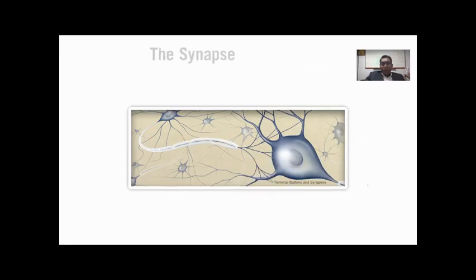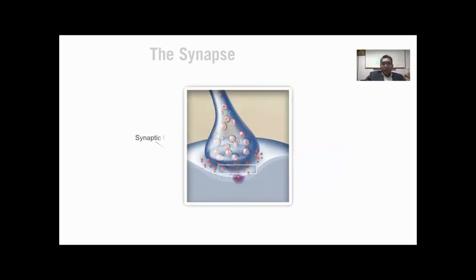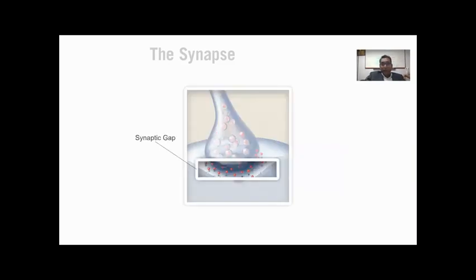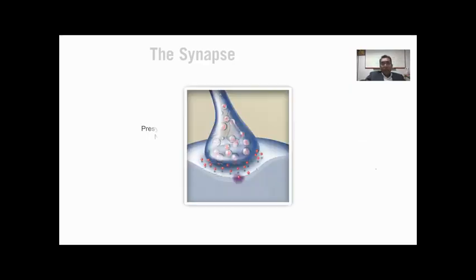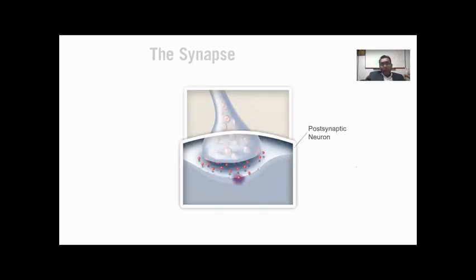And so a synapse has two neurons participating in it. Number one is the first neuron. There is an actual gap called the synaptic gap, and the first neuron, which is bringing information to the synaptic cleft, is called the presynaptic neuron, and the postsynaptic neuron is the one which is about to take the information away from the synapse.